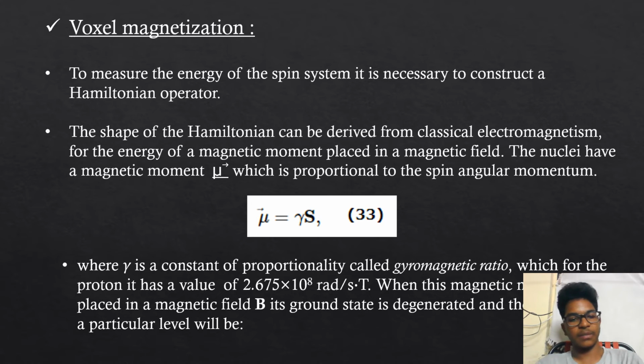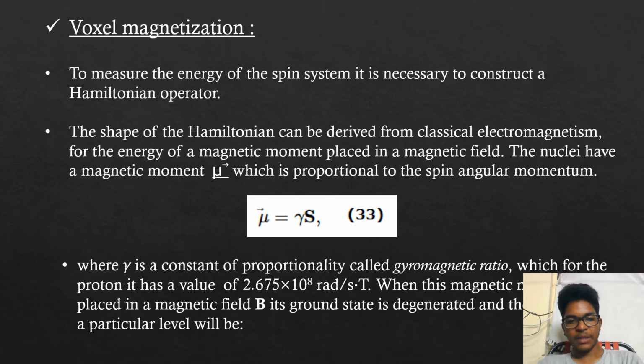Voxel magnetization. To measure the energy of the spin system, it is necessary to construct a Hamilton operator. The shape of the Hamiltonian can be derived from classical electromagnetism for the energy of a magnetic moment placed in a magnetic field. The nuclei have the magnetic moment mu, which is proportional to the spin angular momentum, where gamma is a constant of proportionality called the gyromagnetic ratio, which for a proton has a value of 2.675 times 10 to the power 8 radians per second per tesla.